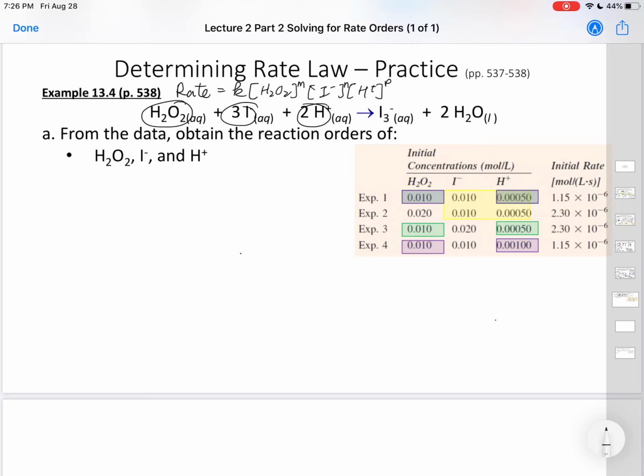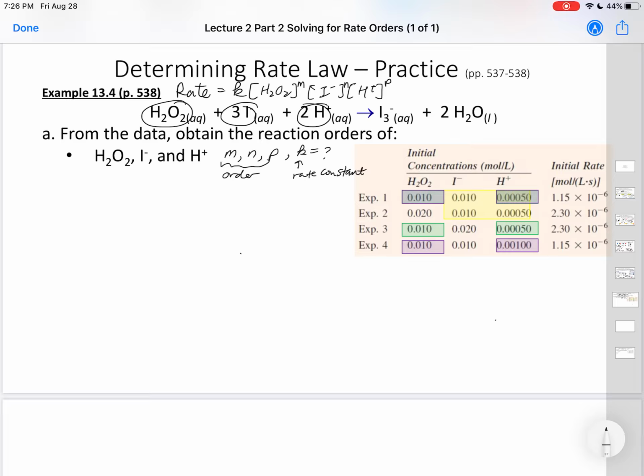So really, in this problem, based on the data, we would like to find the reaction orders for H2O2, I minus, and H plus. So we would like to know what is m, what is n, what is p. In addition, we would also like to know what is k, the rate constant, as well as m, n, and p, which are the orders.